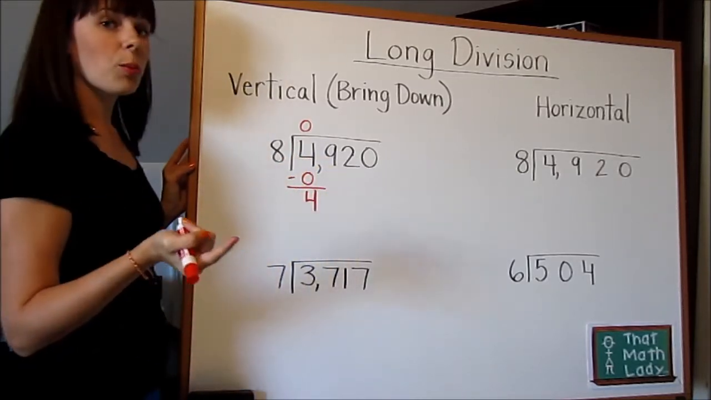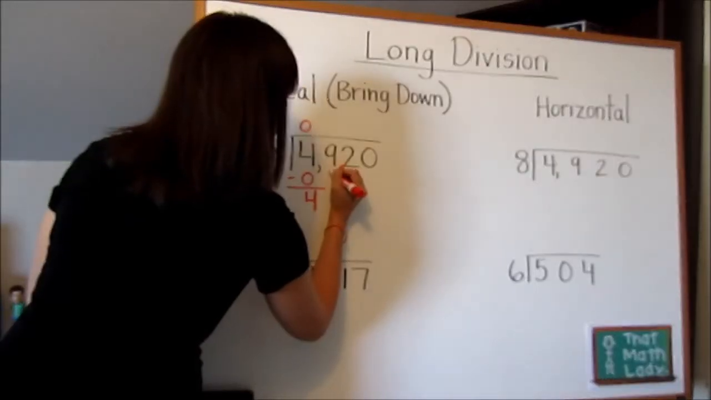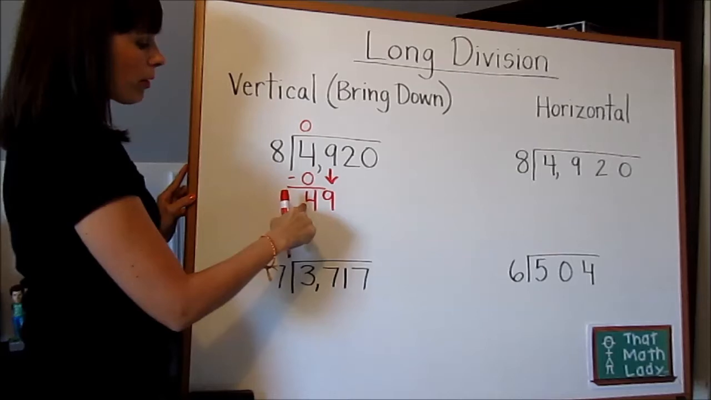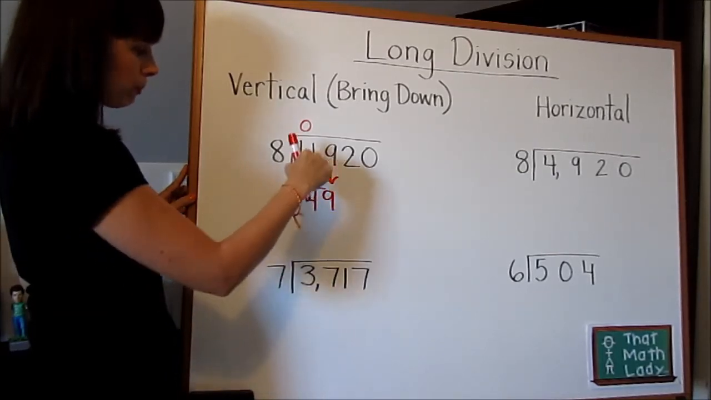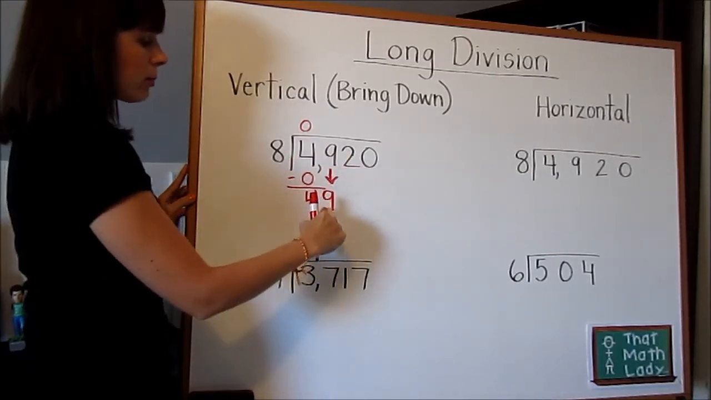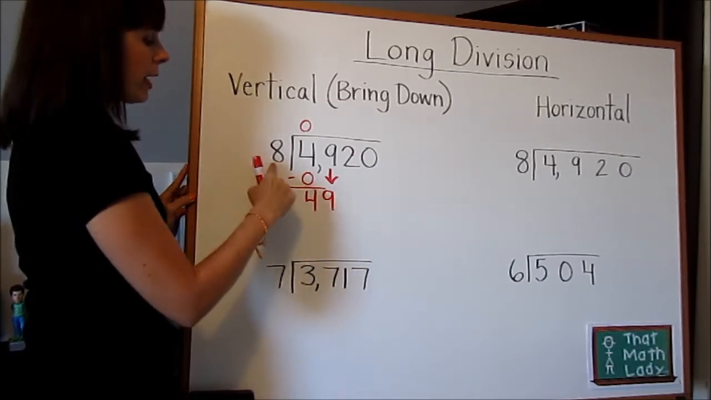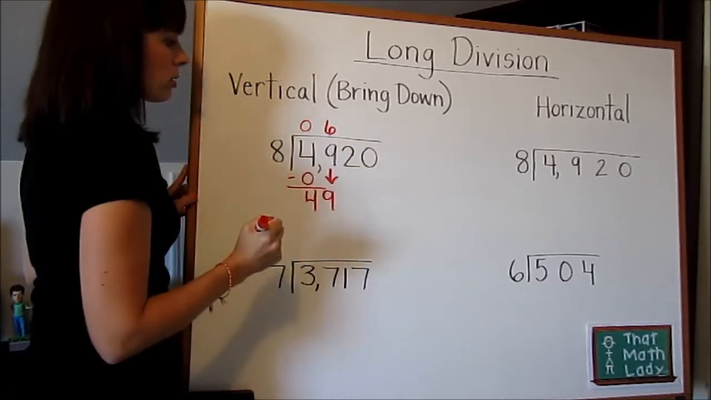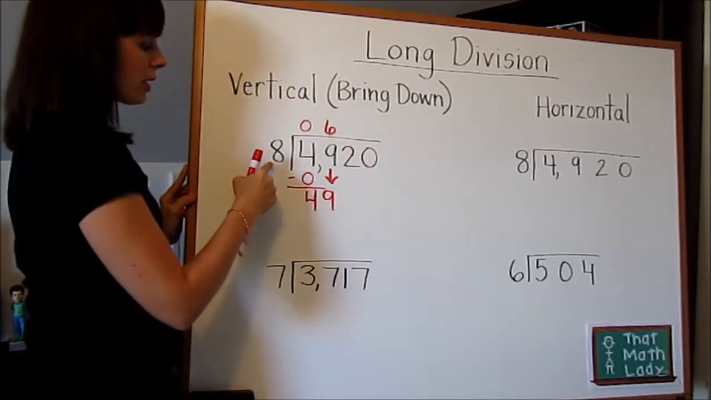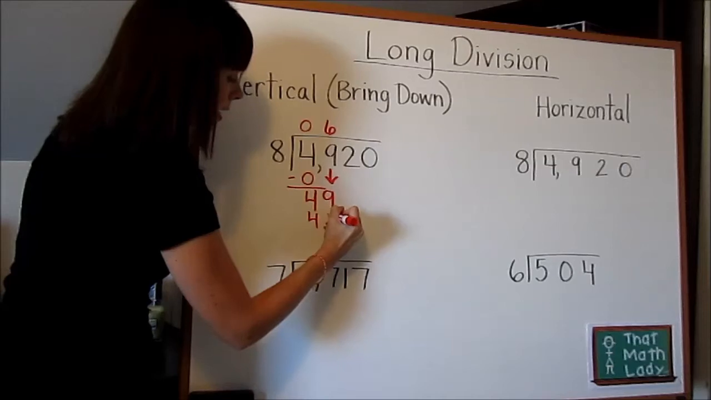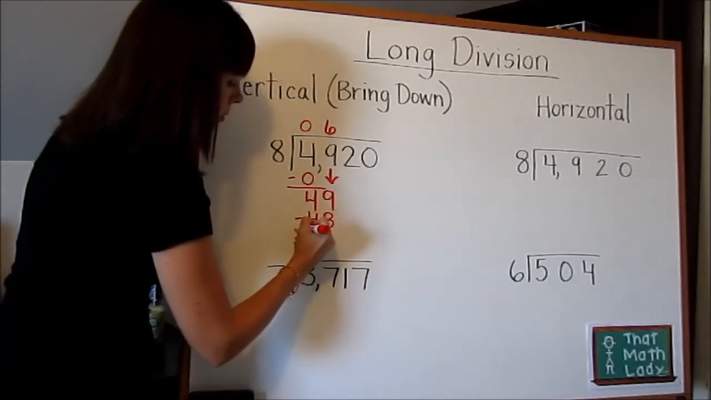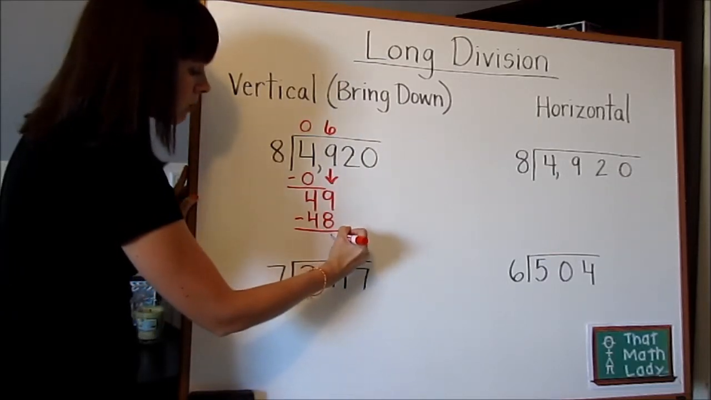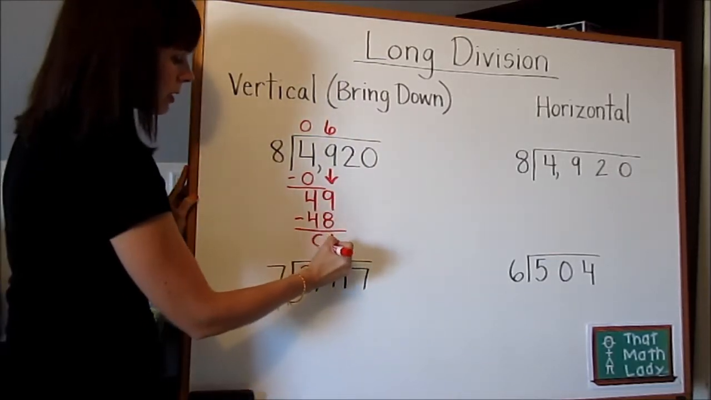And the reason why it's called the bring down method is because you're going to bring down the next number, which is 9. So now I have my 4, which was the remainder from this problem, and the next number brought down, which is 9. 8 goes into 49 6 times, so 6 goes up there. 6 times 8 is 48, and subtract that. Looks like I might need some more room down here. 9 minus 8 is 1, and 4 minus 4 is 0.